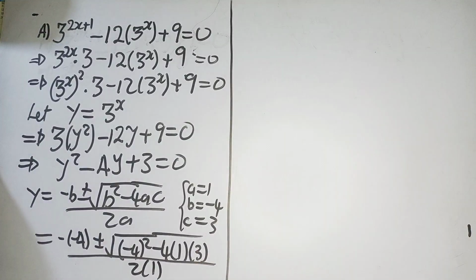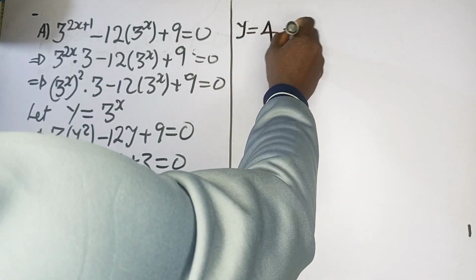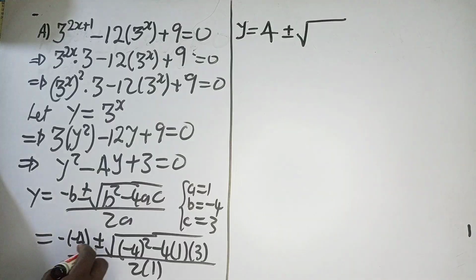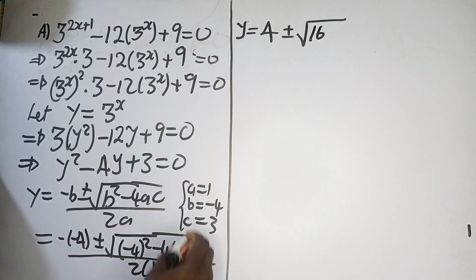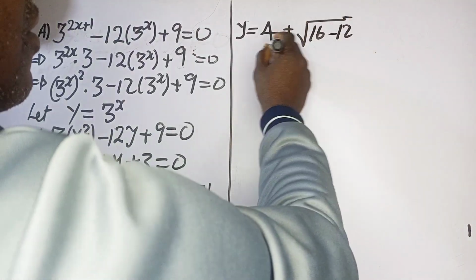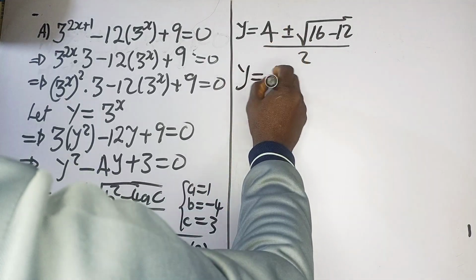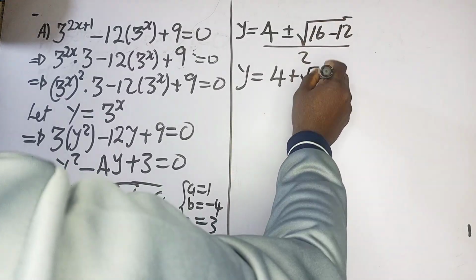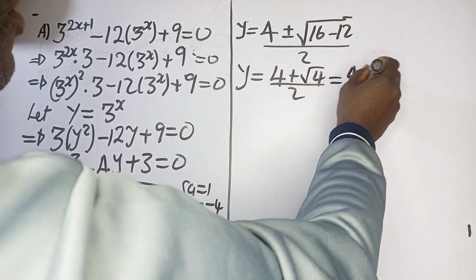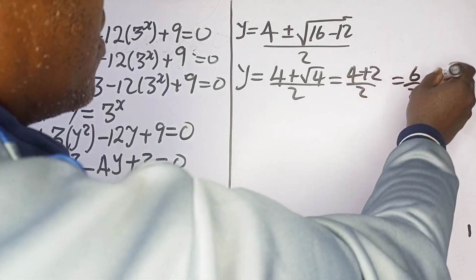Okay. So what do we get? It gives us negative multiplied to negative, positive 4, plus or minus the root of negative 4 all squared is 16. All right. 4 multiplied to 3 is 12. All over 2 times 1 is 2. So from here, y is equal to, we take the positive, 4 plus the square root of 16 minus 12 is 4, the square root of 4 all over 2, which is simply 4 plus 2 all over 2, which is simply 6 all over 2, which is 3.